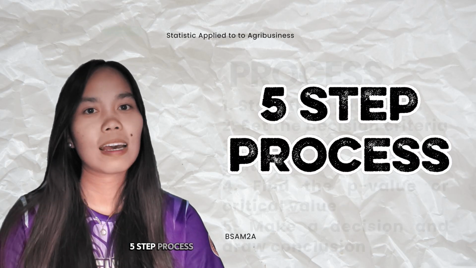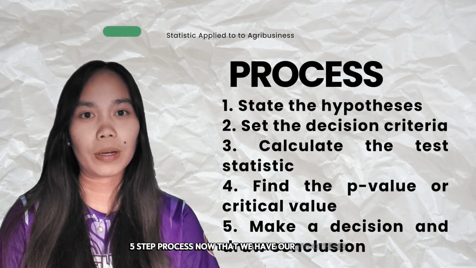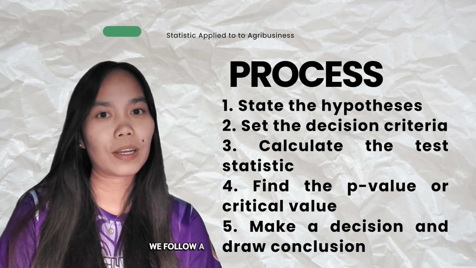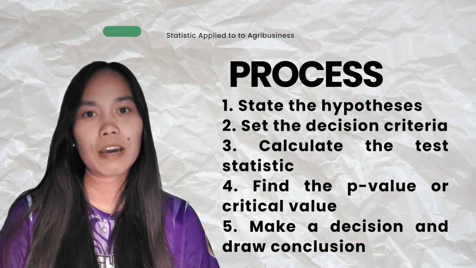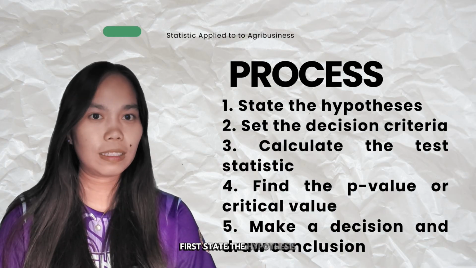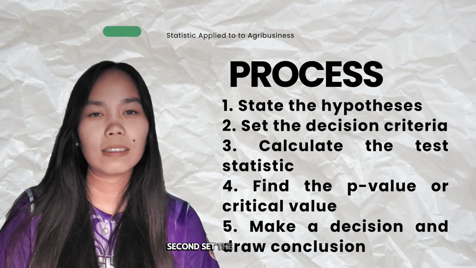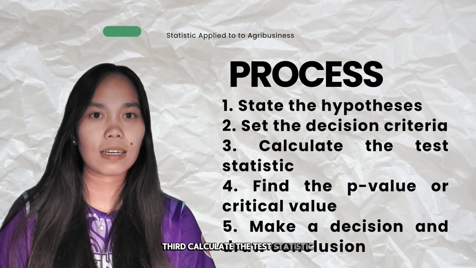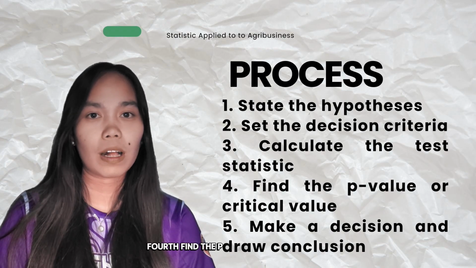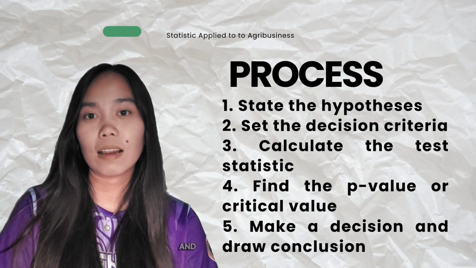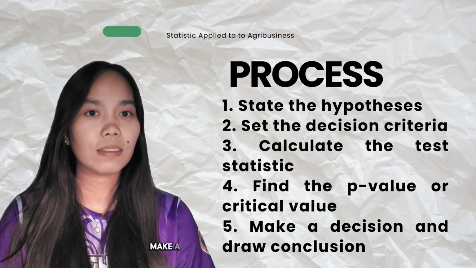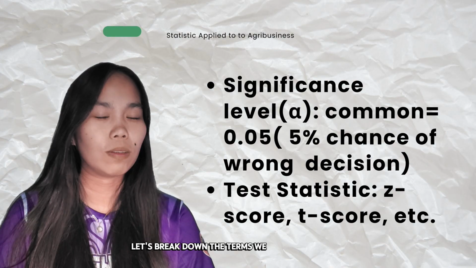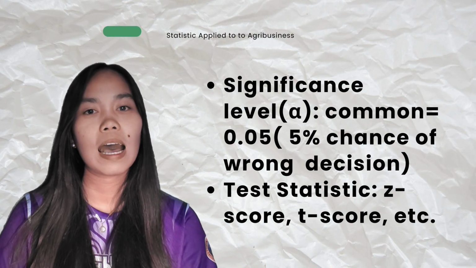Five-step process. Now that we have our hypotheses, how do we actually test them? We follow a standard five-step process. First, state the hypothesis. Second, set the decision criteria. Third, calculate the test statistic. Fourth, find the p-value or critical value. And last but not the least, make a decision and draw a conclusion. Let's break down the terms we use in these steps.